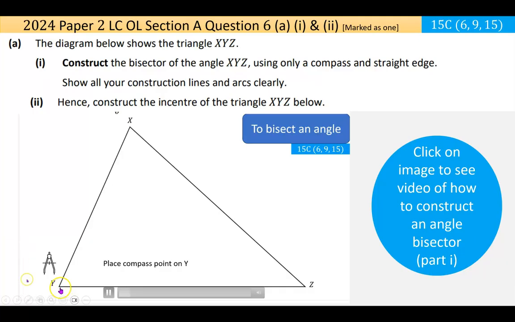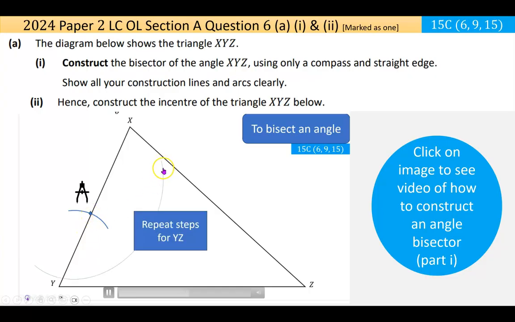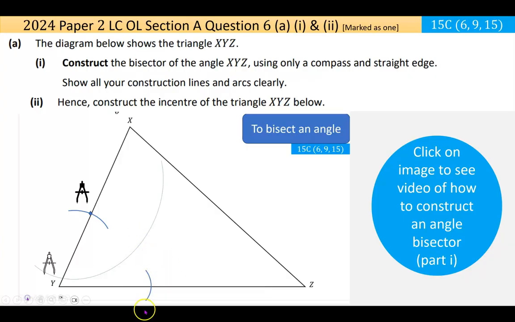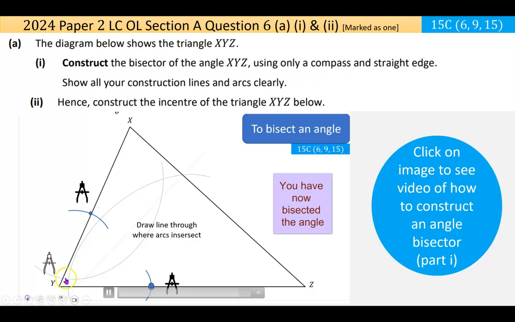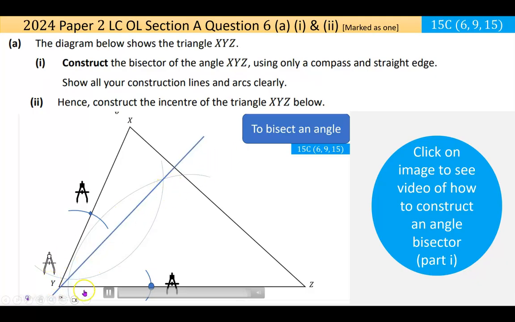So you place your compass point on Y, and draw an arc of more than halfway. You're going to do the same thing by placing your compass where your arc has joined, and then draw a big circle. Now it doesn't have to be more than halfway on the first one. Then we place our compass on Y again, and we draw an arc on YZ. Then place the end of your compass point there, and draw another arc here. When you join those lines through this point here, Y, that's the bisector.